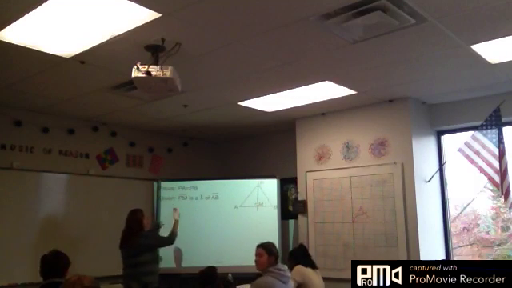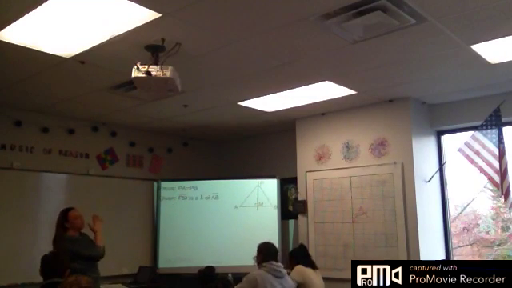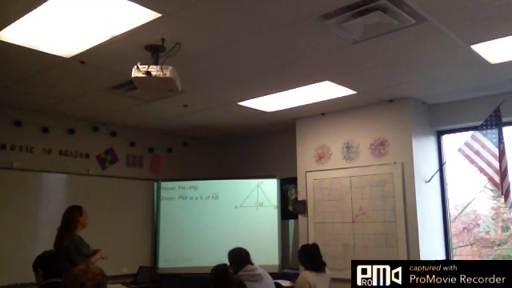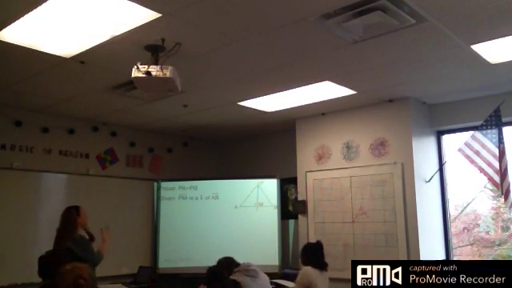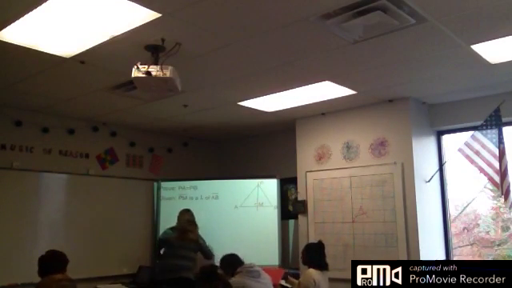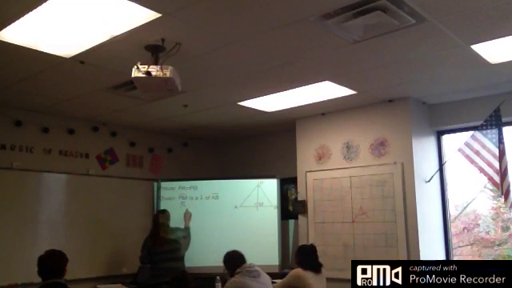Okay. Prove that PA equals PB, given that PM is a perpendicular bisector of AB. What do I start with? I always start with the given.